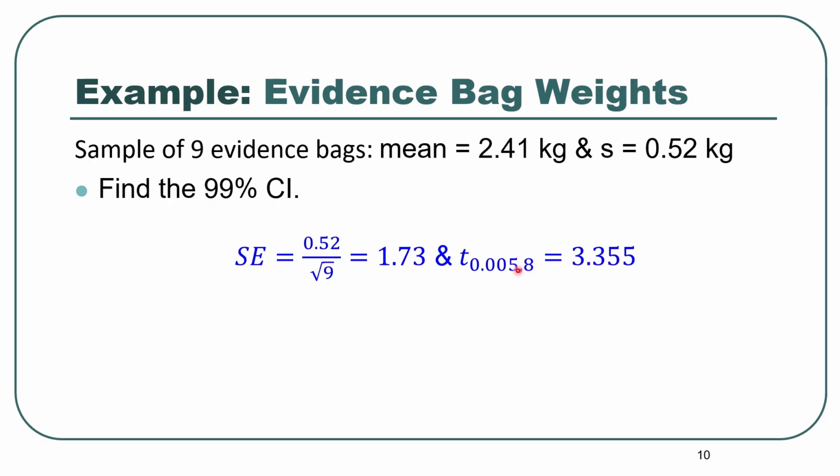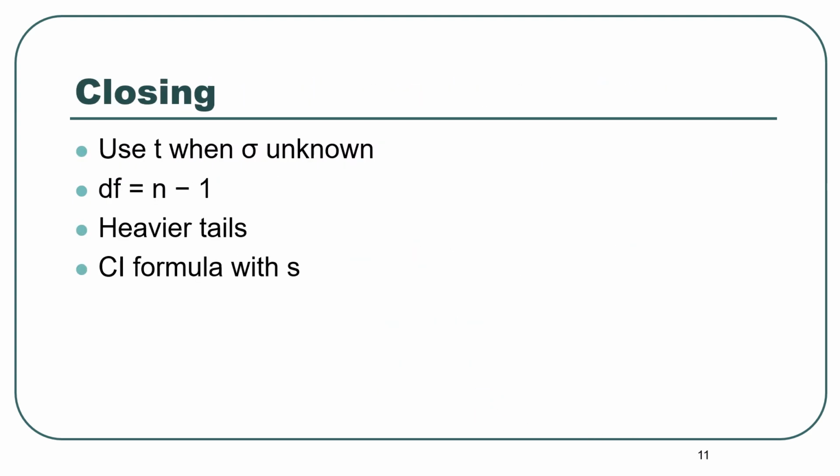From your table, you would go to the column headed by 99% and the row headed by 8, which is 9 minus 1, and the intersection between that 8th row and the 99% column will give you the critical value. Putting all of these values in place in my formula for the confidence interval, it will give me 1.83 and 2.99 kilograms. So I am 99% confident that the true mean of the evidence bag weight is between this value and this value.